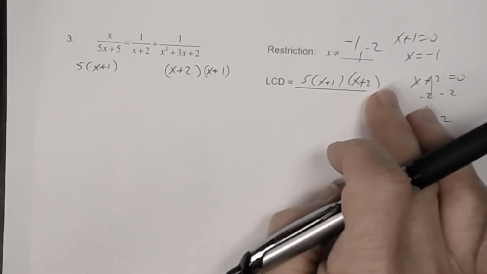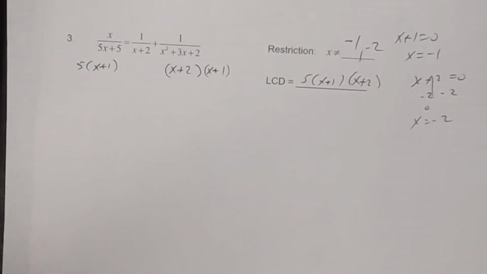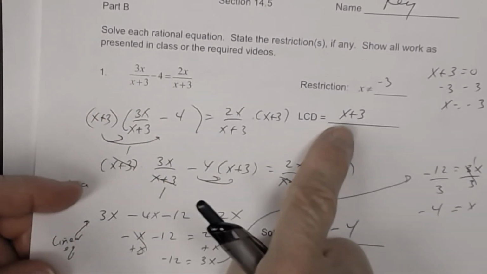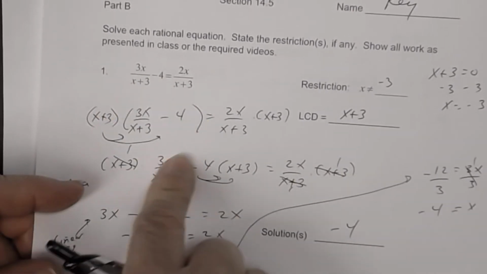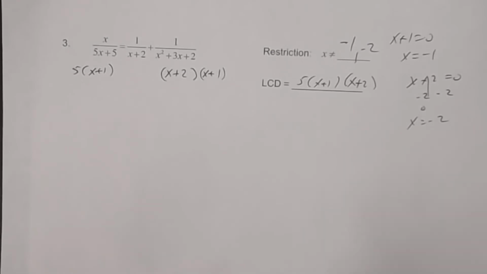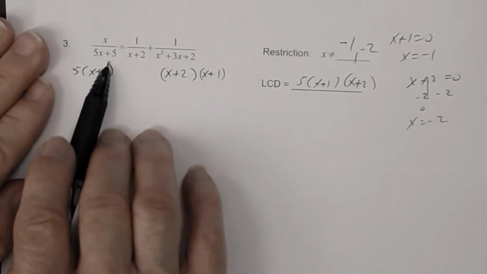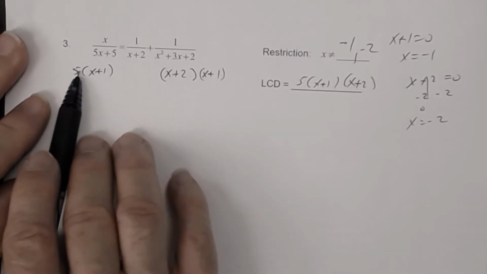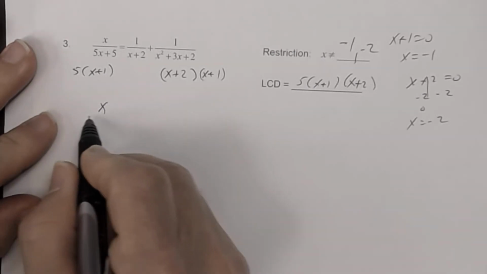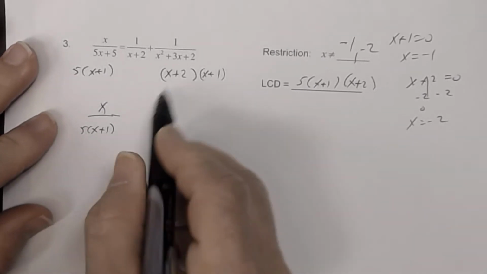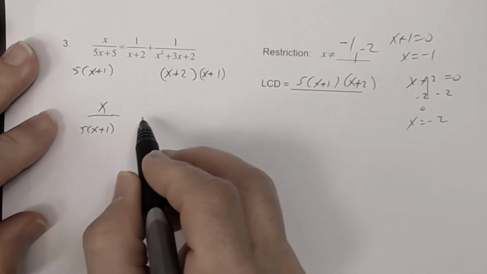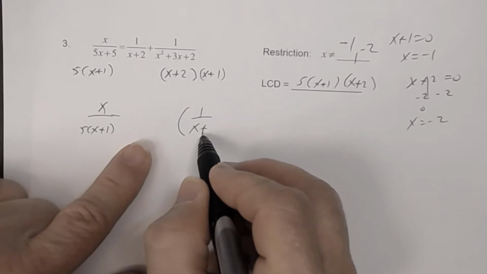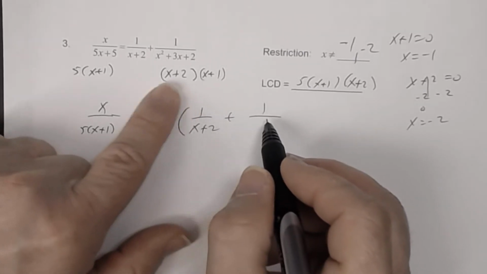All right, and just like we did with the previous problems, number 1 and number 2, we're going to multiply both sides by the least common denominator. I know sometimes we put those in parentheses. So when I do this one, the left side only has one rational expression, and make sure when you rewrite it, you put the factored part. So this becomes x divided by 5 times x plus 1. The right side's the one that has two rational expressions. Put that in parentheses. I'm going to leave some space here. I'll put that in parentheses. 1 divided by x plus 2 plus 1 divided by, and put the factored part.